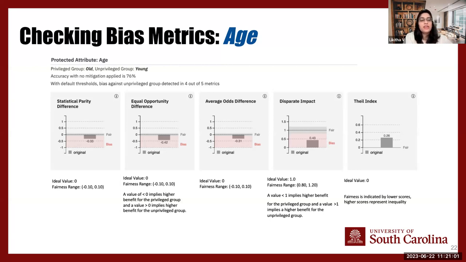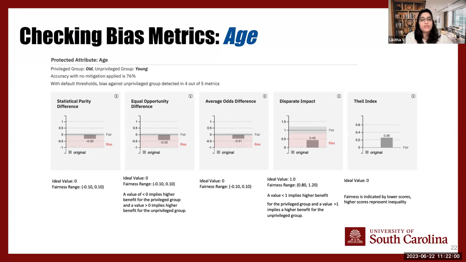For the first one, we see a statistical parity difference graph. The bias that is measured here is denoted as the number -0.33. If you look down below, the fairness range for this metric is from -0.1 to +0.1. And this value falls completely outside of that range, when the ideal value should be within that range. So this implies that there is a clear bias that this metric detects. In the second metric, the equal opportunity difference, we see a similar thing. The bias measured here is -0.42, whereas the fairness range is from -0.1 to 0.1. So the graph implies that there is a greater advantage for those with an unprotected attribute, those in a privileged group.